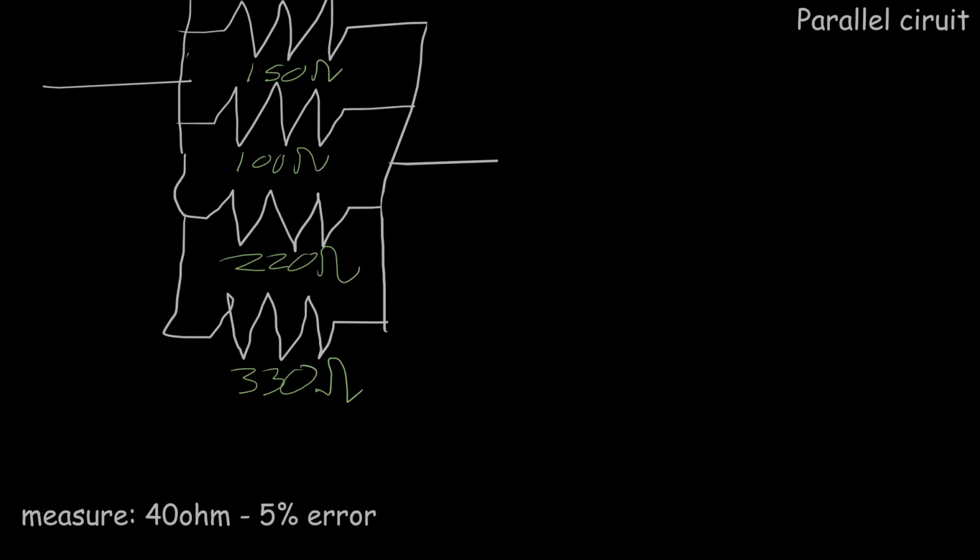Now we're looking at a parallel circuit here. The big difference in this one is that the voltage is actually constant, because if we go from one point to the other, it goes from 0 to 5 volts.